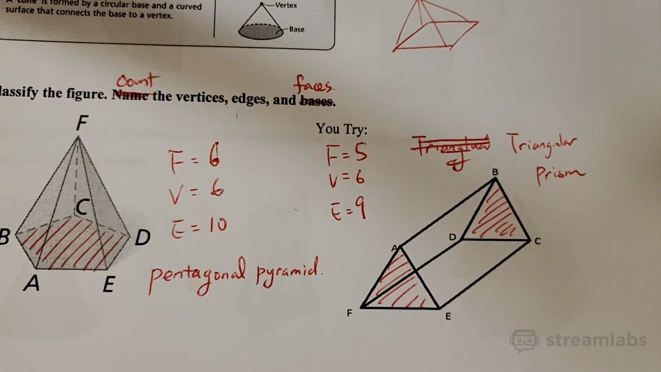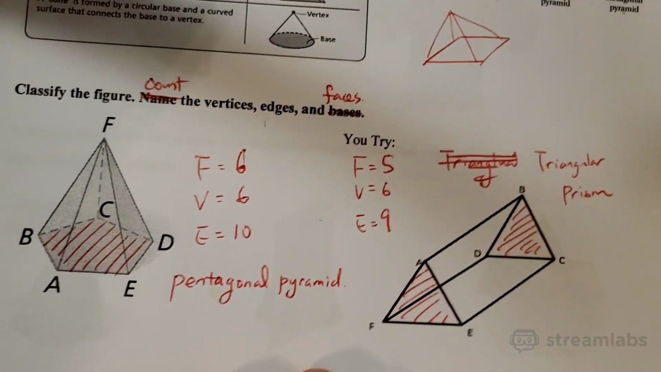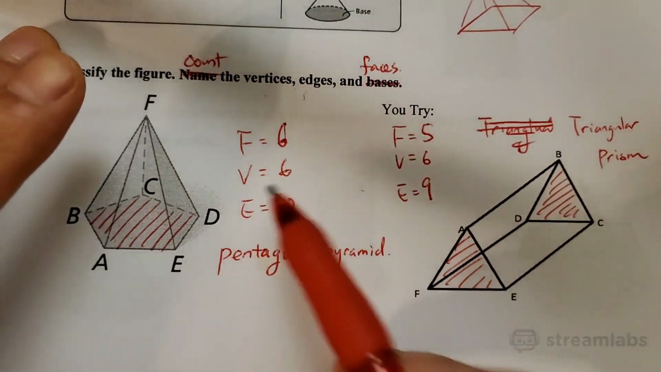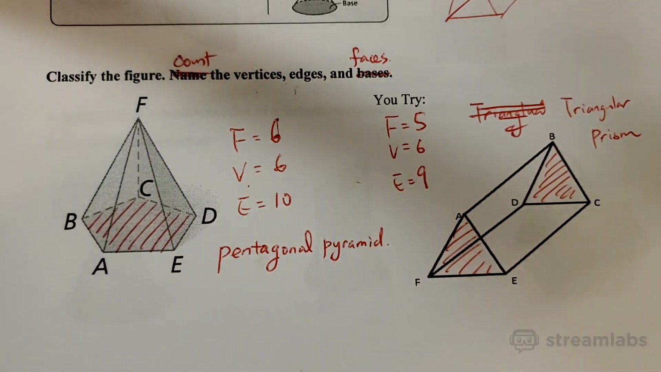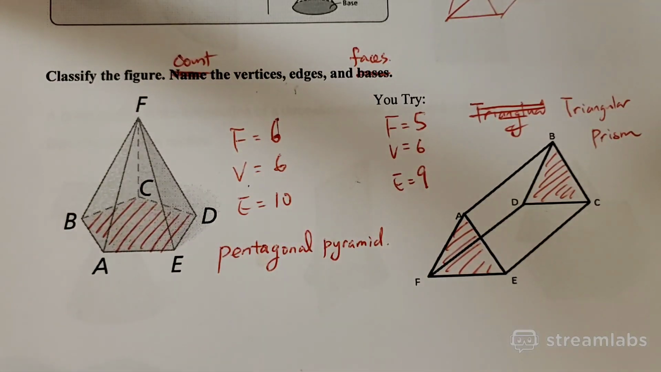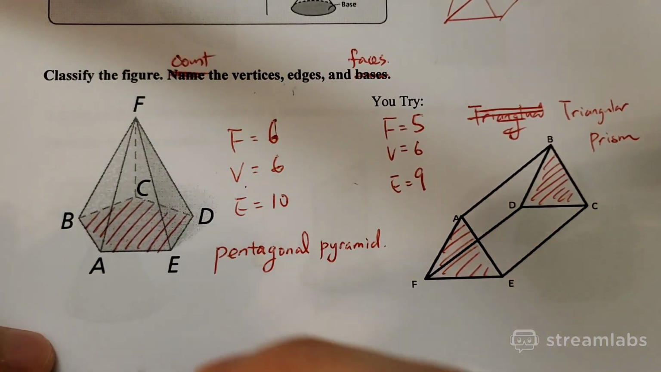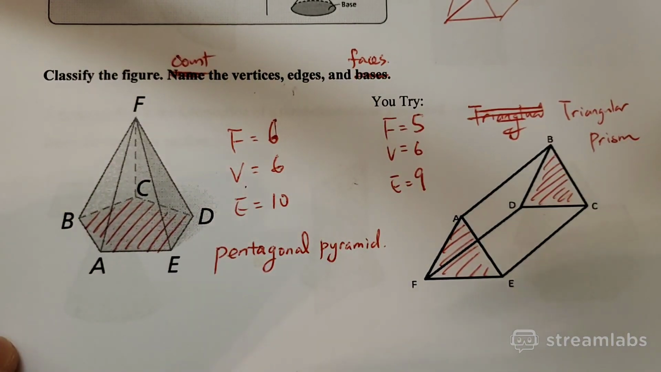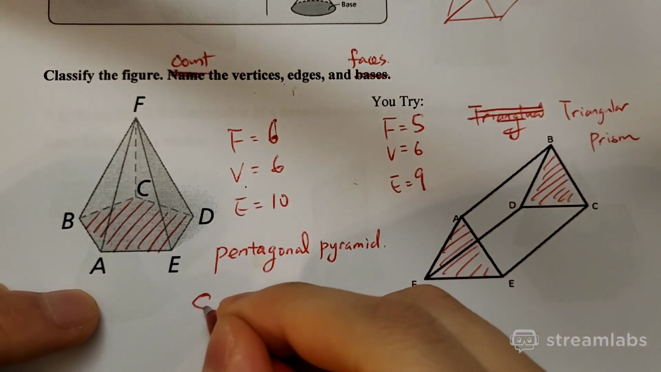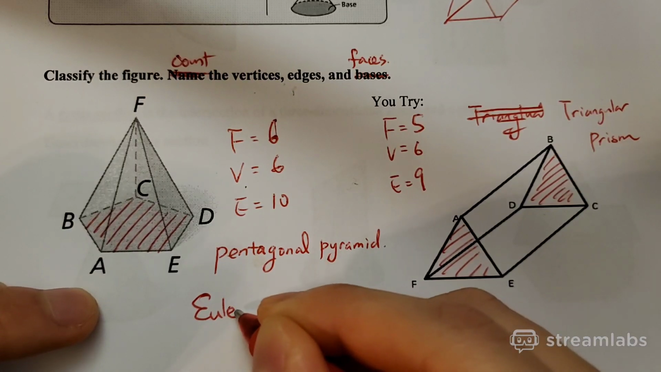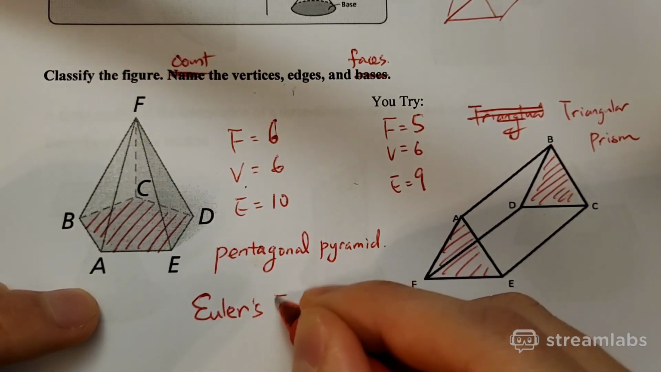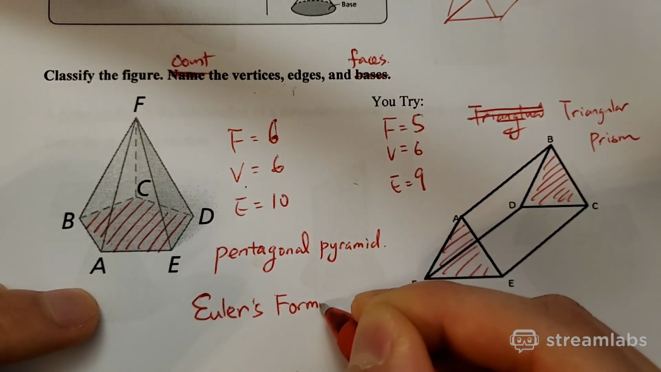Alright. So we have these patterns, right? Faces versus number of vertices, number of edges. So we're wondering if there's some sort of pattern that we can follow for polyhedrons, okay? So a long time ago, there was a guy named Euler. He developed a formula for this.